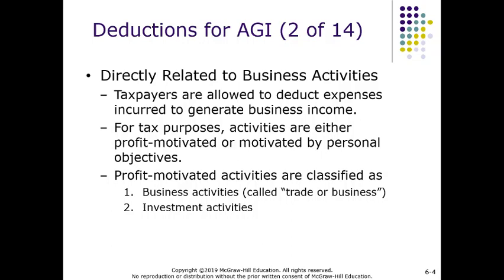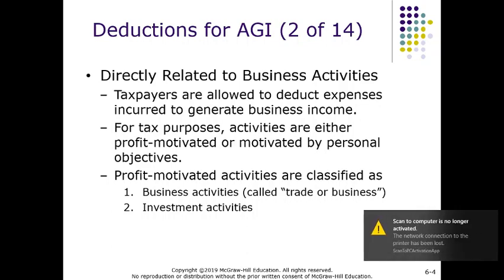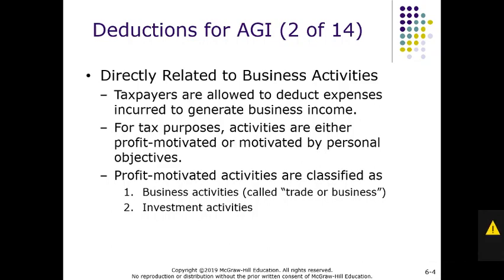And so, when you think about activities that taxpayers do, you can break them down into activities that are either profit motivated or motivated by personal objectives, enjoyment, house ownership, having a nice car, things like that, personal objectives.